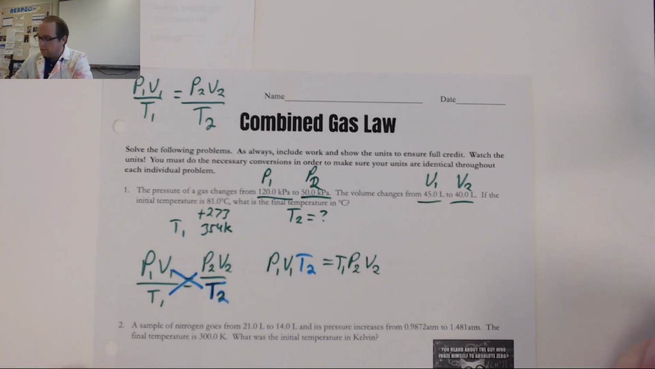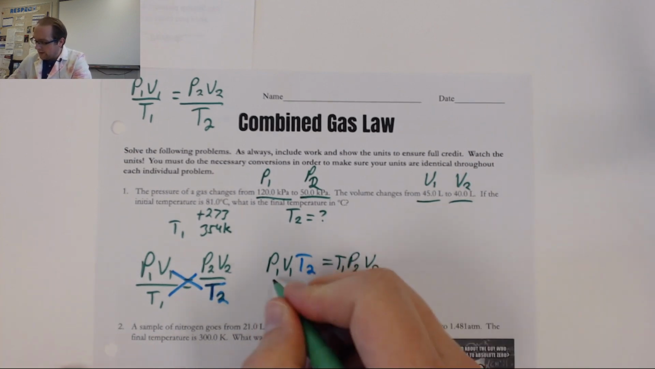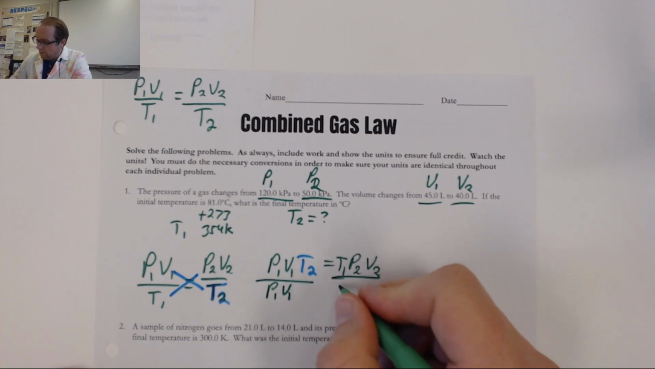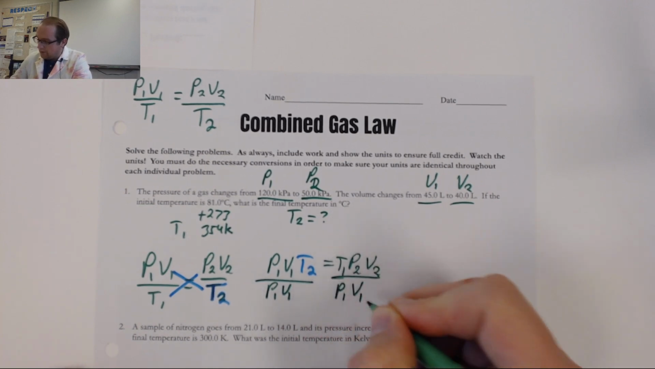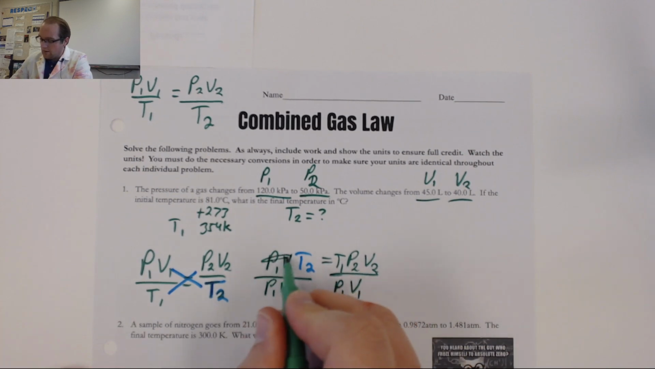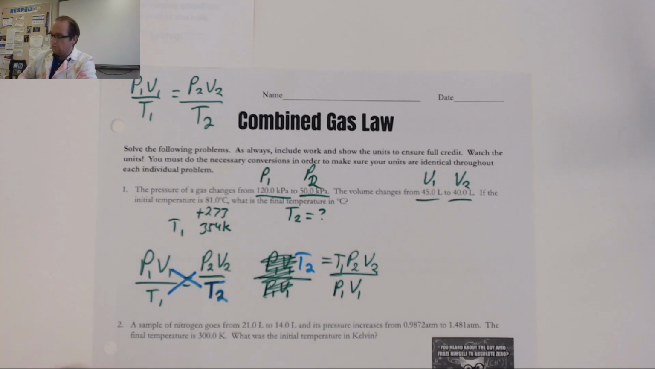Okay. Pretty straightforward, because now all I've got to do is divide anything over that's not T2. You could do them one at a time, but let's just save that time and divide both of our P1s and our V1s over. We're just canceling out what's over on this side and moving it over here.